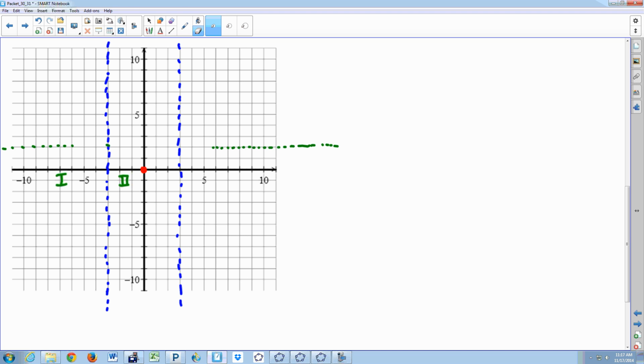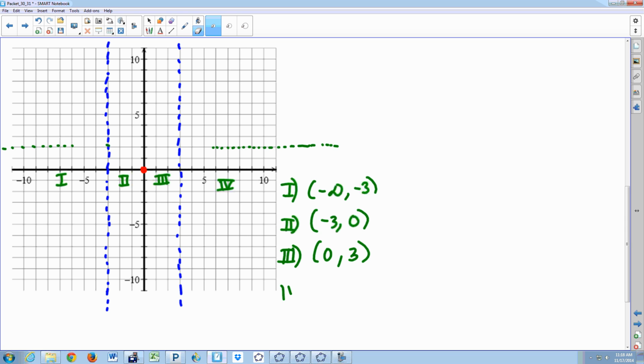So I can pick an x value in there. X-intercept to my next vertical asymptote would be what interval? 0 to 3. And then finally, my vertical asymptote and beyond? Yeah, 3 to infinity. So all you need to do now is pick a value in each one of those intervals. Here's my first interval, -infinity to -3. That's interval 1. Here's my second interval, -3 to my x-intercept, 0. Here's my third interval, 0 to +3. And here's my fourth interval, 3 to infinity.